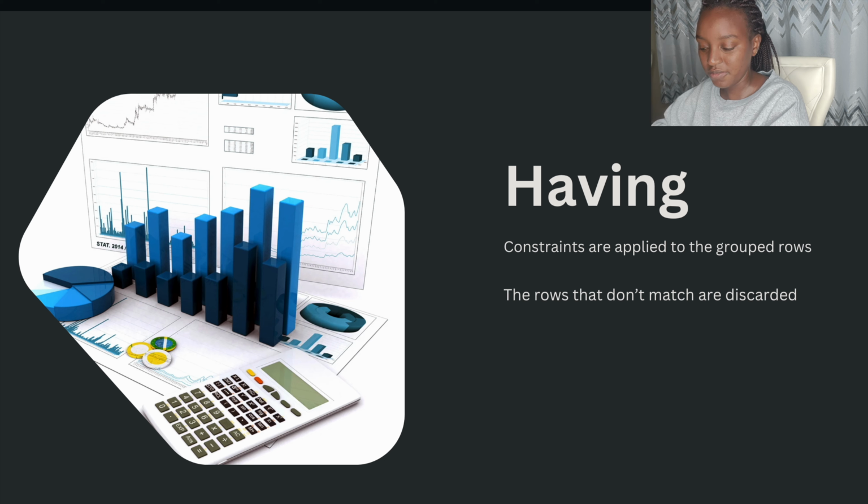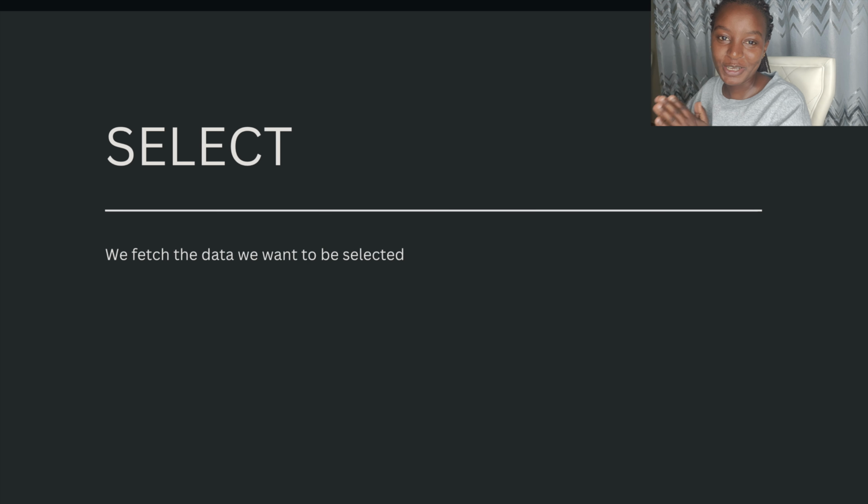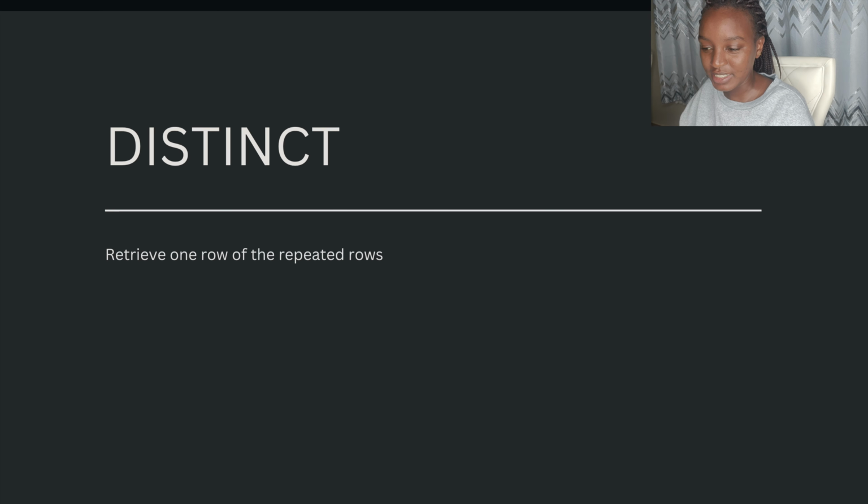So just to reiterate, from and or join, and then we go to where. So this is the first filtering on all this data we have, and then we go to group by. We now want to group our data, and then having helps us have another filter over these groupings we have, and then at the end of the day we get to select. So you may think select is where we start, but select comes after all these steps. So select here is where we fetch the data we want to be selected.